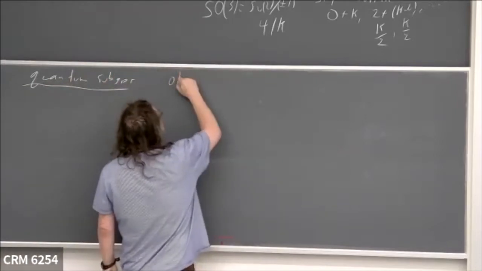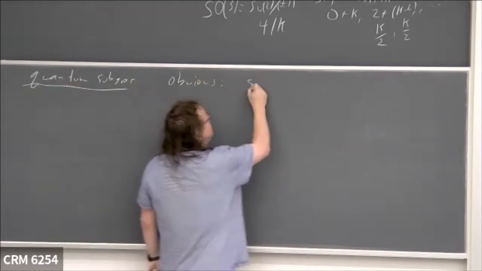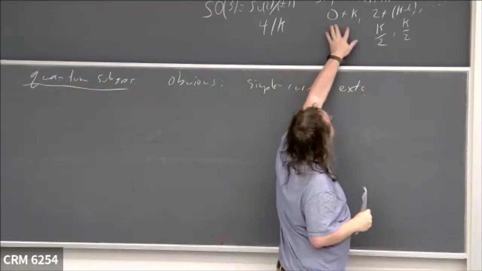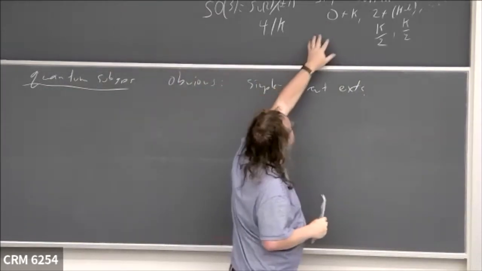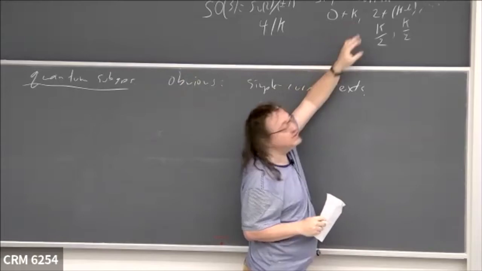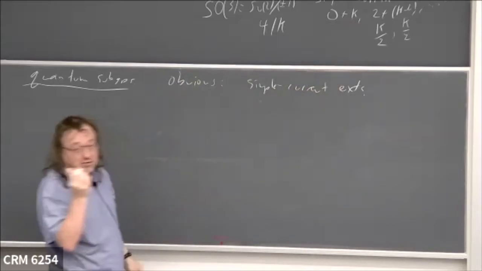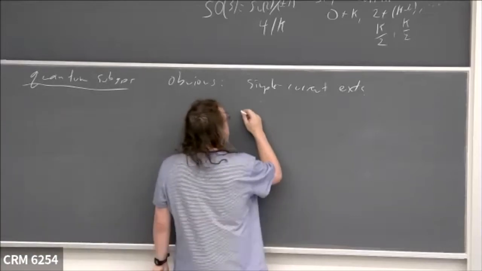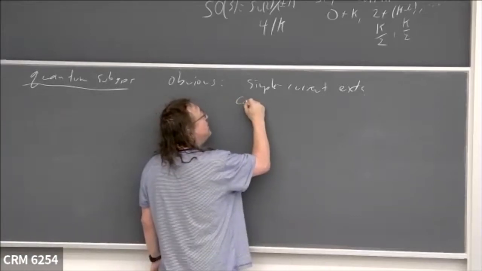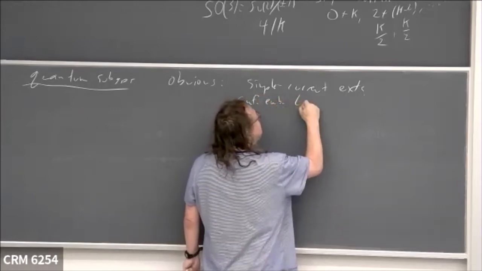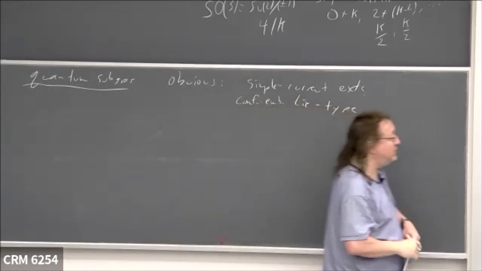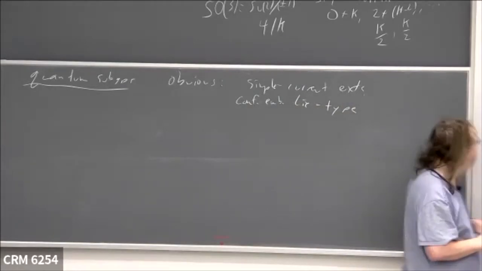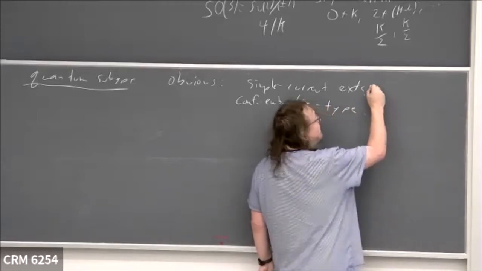And so there's some obvious ones, and these are the simple current extensions. These are where the tensor unit of the bigger thing is just a sum of simple currents, so just a sum of invertible objects in the smaller category when you restrict. And you also have these conformal embeddings of Lie type. These are things like G2 level 1 contains A1 level 28. So these are completely understood.